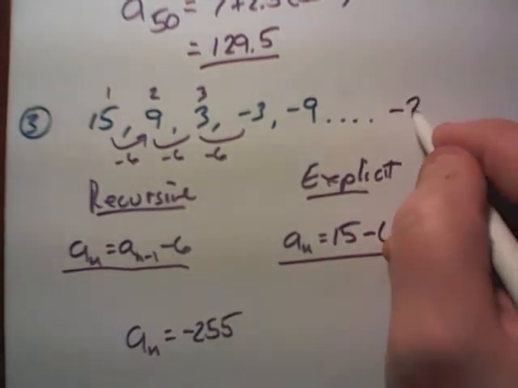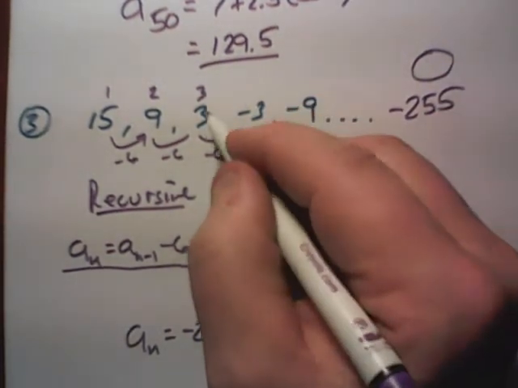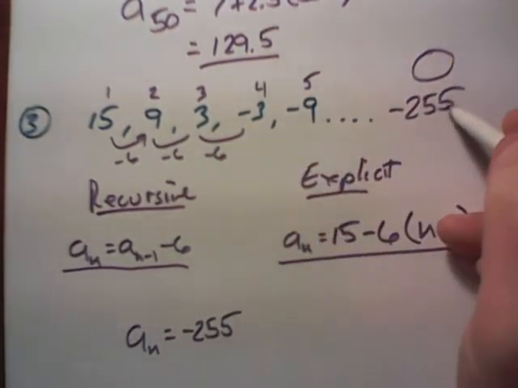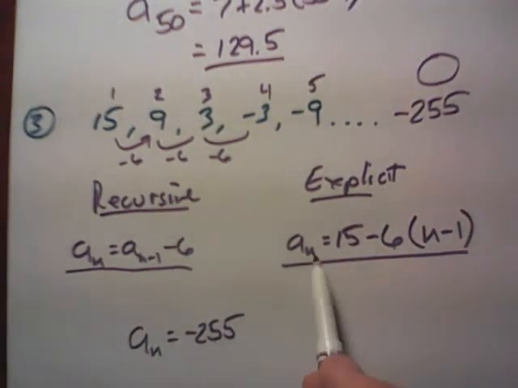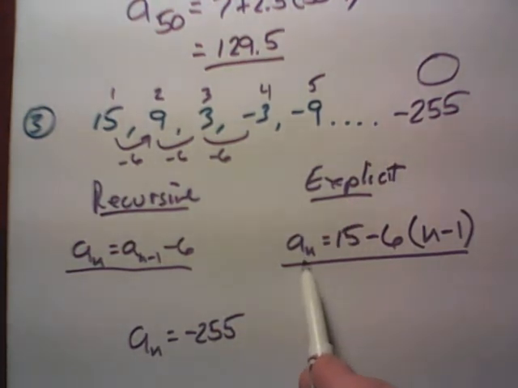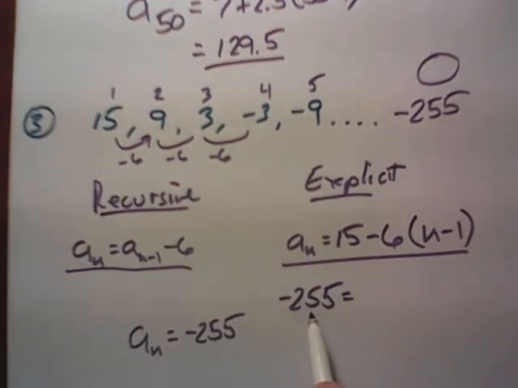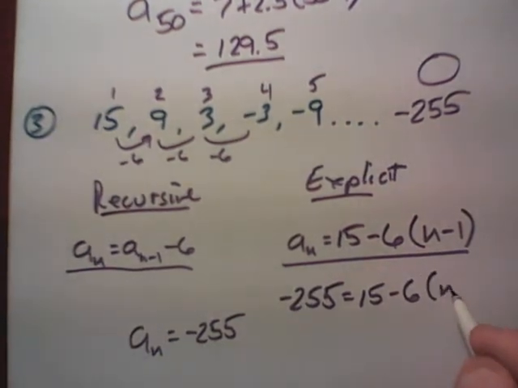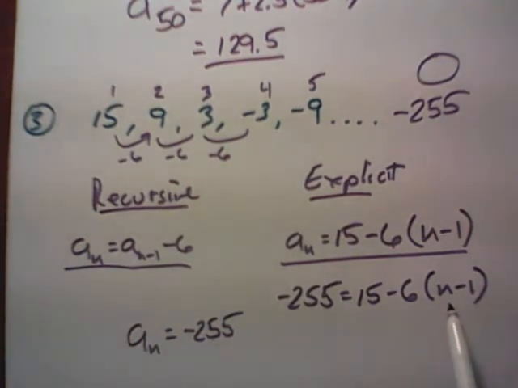In other words, if we keep going here, we're eventually going to get negative 255. What term is that? 3 is the third term, negative 3 is the fourth term, negative 9 is the fifth term. What term would negative 255 be? Well, if a sub n is negative 255, we're going to use our explicit formula that's going to look something like this. Negative 255, we get if we use this formula by taking 15 minus 6, n minus 1 number of times. So we're simply going to solve this equation for n.